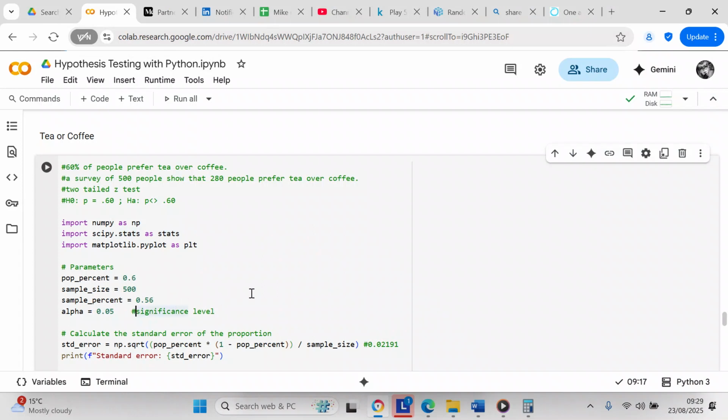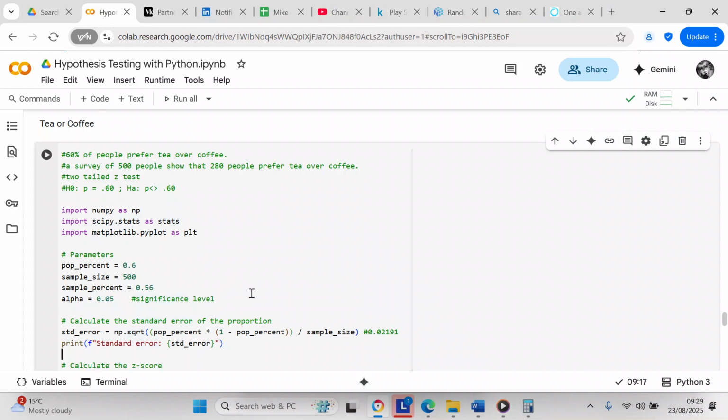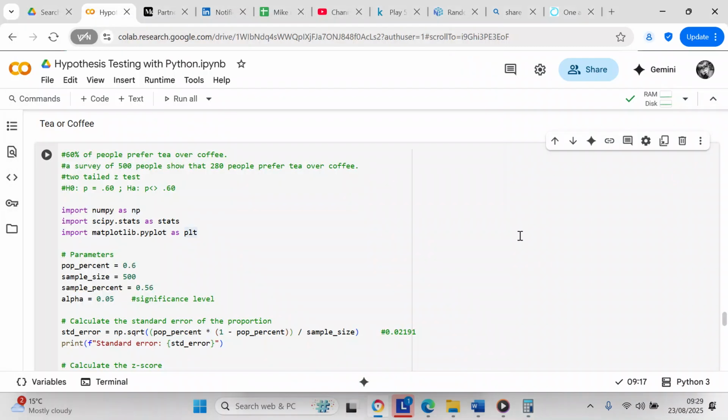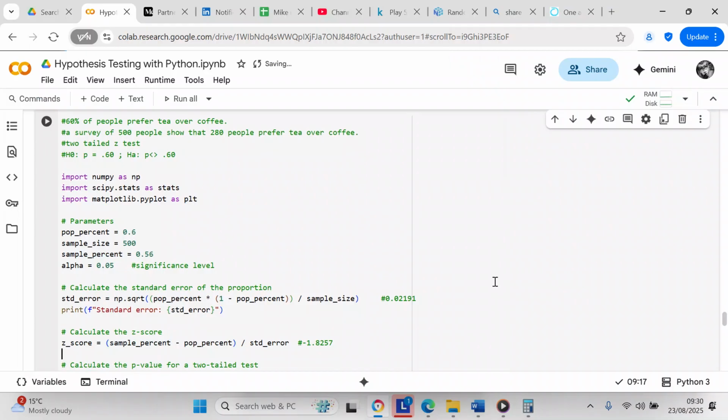Okay, now we're going to calculate the standard error. So standard error equals np.sqrt, and then in brackets population percent times 1 minus population percent. So that's 0.6 times 0.4 divided by sample size of 500, and then you take the square root of that. When you take the square root of that, you get a number of 0.02191, because I calculated it before I made this video, and you can see right here it says 0.02191.